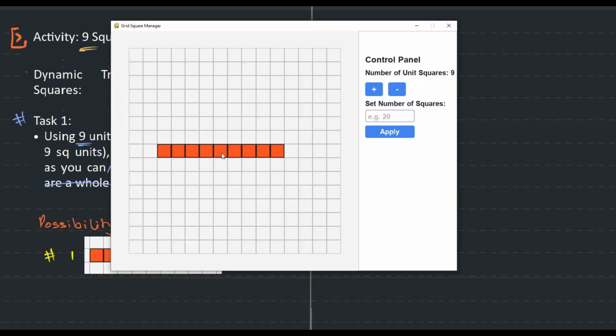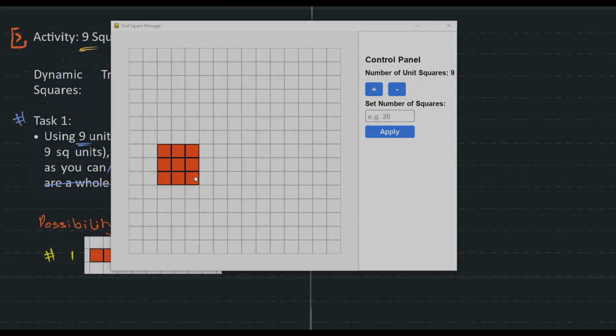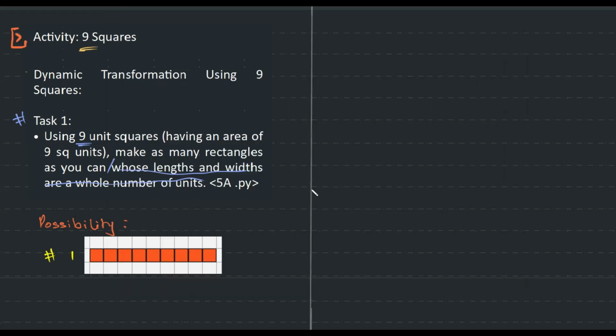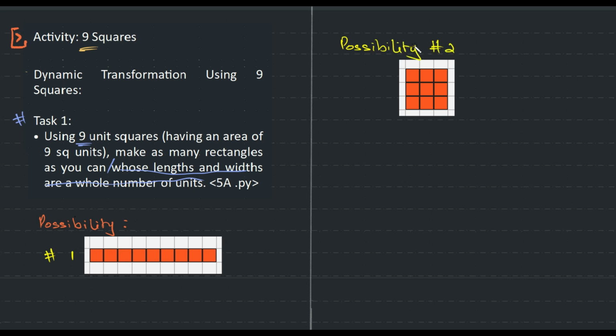Next, what else is possible? Let's try. So I'm trying to make a rectangle. This is not possible because we are missing one. So let's try to rearrange again. This is also a rectangle. Technically, this is a square, but square is a specific form of rectangle, so it's okay. So this is your possibility number 2. This was possibility number 1.